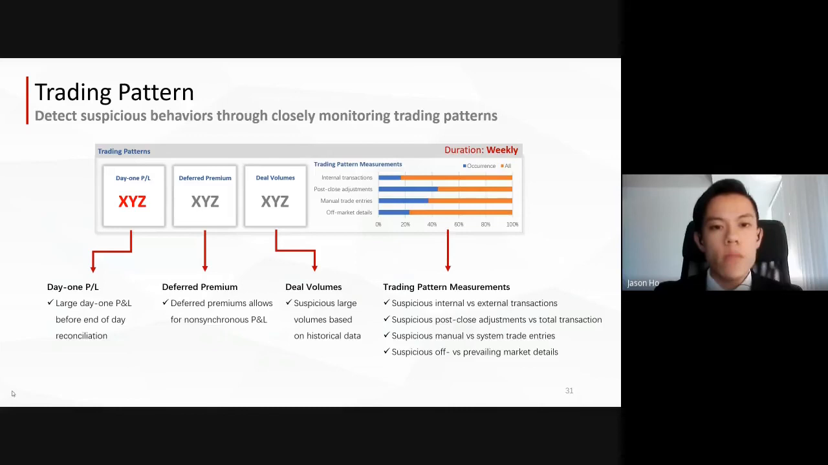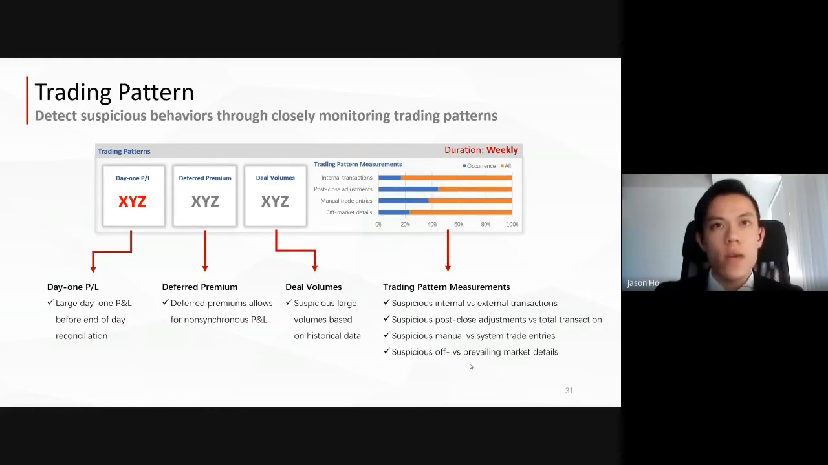Now, for NAB's case, there were also numerous red flags of suspicious trading behaviors that were not properly captured. For example, there were large P&Ls on day 1. There were large trading volumes, large or deferred premium. So as a risk manager, we want to automatically flag them, but we also want to detect other transactions that are either done internally at off-market rates or entered manually or adjusted after the end-of-day close process, including the trades that were later surrendered during this time.